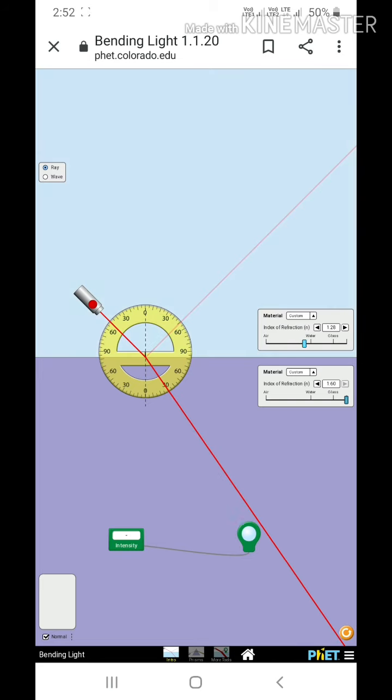We can change the medium, the first medium also here, and the bending of the light will change. The student can easily calculate the refractive index of the medium, because once the angle of incidence and angle of refraction are known to them, they can easily calculate the refractive index here.